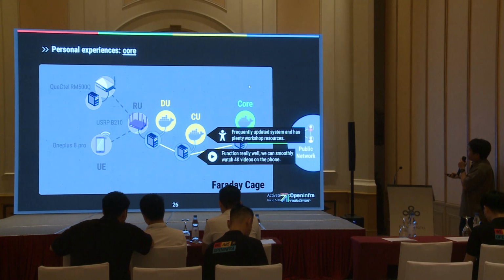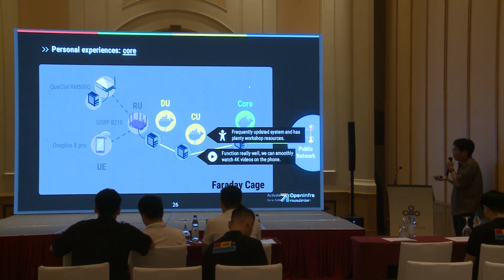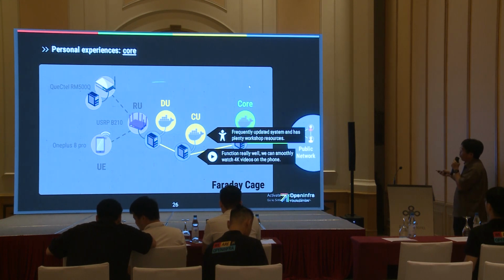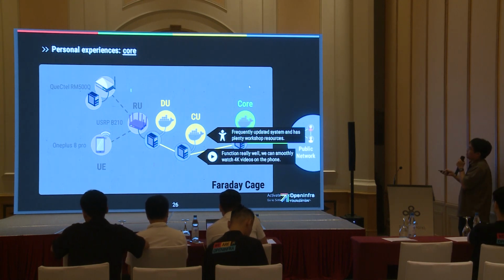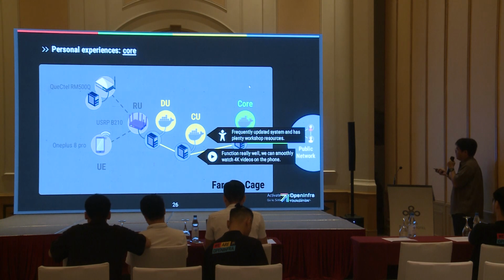And then the core network surprisingly works fine. We can even watch a 4K video on the OnePlus 8 Pro with this core network. So the whole ecosystem works, but the core network sometimes fails, though not that frequently. The RU fails very easily, but the core does not fail that frequently.